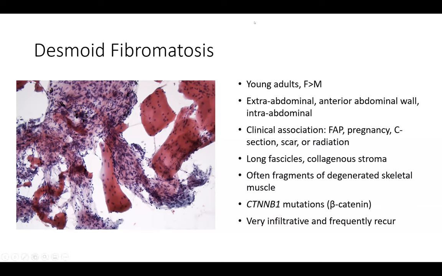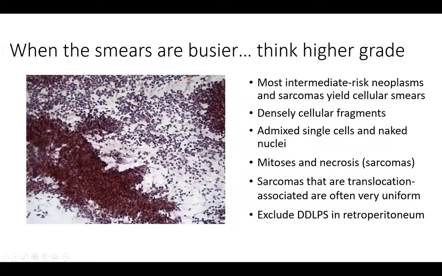These lesions will yield long fascicles of spindle cells associated with collagenous stroma. And because these are very infiltrative, they'll often bring along fragments of degenerated skeletal muscle in an aspirate smear or biopsy. These are characterized by CTNNB1 mutations or, in the setting of FAP, APC mutations, which lead to beta-catenin nuclear overexpression in about 70 to 80% of cases. As I mentioned, these are very infiltrative and they can frequently recur, but they will not metastasize.